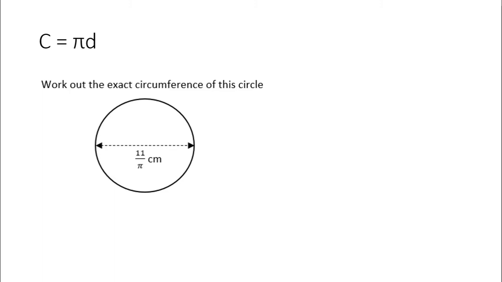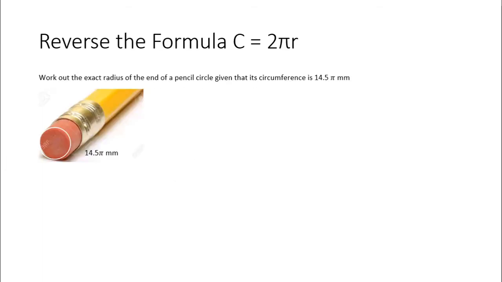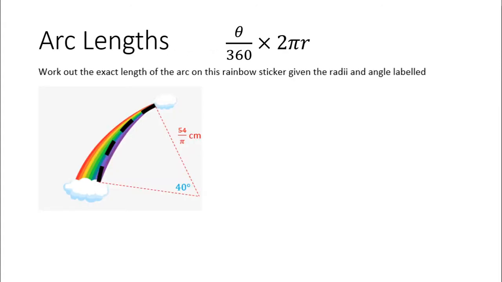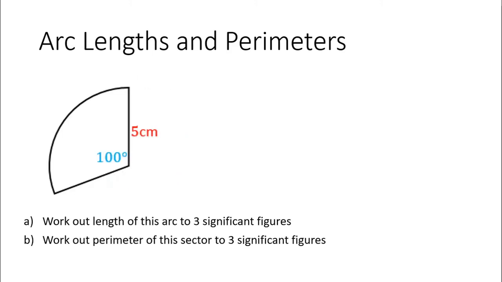Okay, let's get started. So this first question here is working out the circumference when you're given the diameter. This one's working out the circumference given the radius. Here, you're reversing the circumference formula to find the radius. Here, you're reversing the circumference formula to find the diameter. Here, you're finding the length of an arc. Here, you're finding the length of an arc, but to three significant figures rather than an exact value this time.